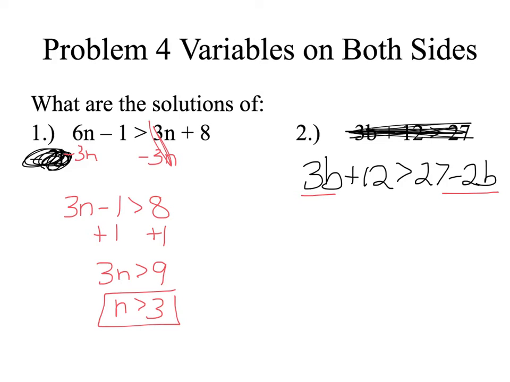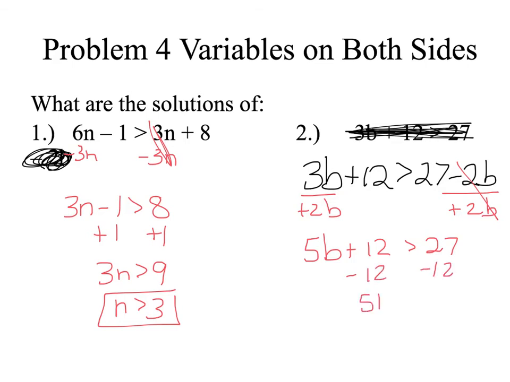The easiest thing to do would be to add 2b to both sides, because a minus 2b plus a 2b would cancel out. So 3b plus 2b is 5b plus 12 is greater than 27. So now a two-step inequality, subtract 12 from both sides. I have 5b is greater than 15. Divide both sides by 5, and I have b is greater than 5. Okay, so there's solving inequalities when you have variables on both sides.